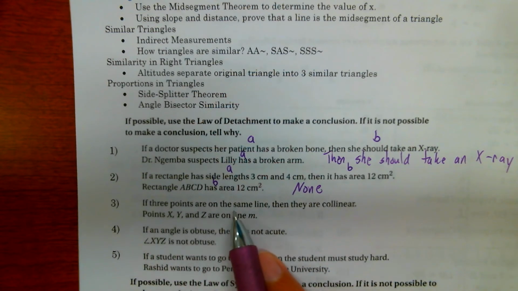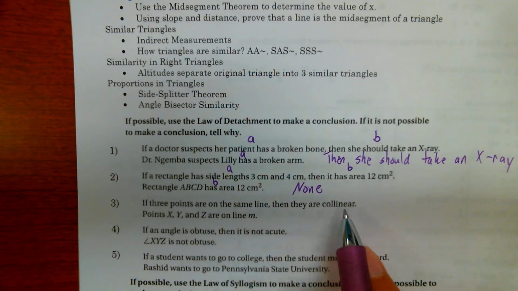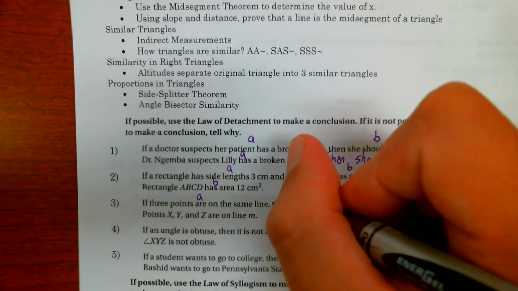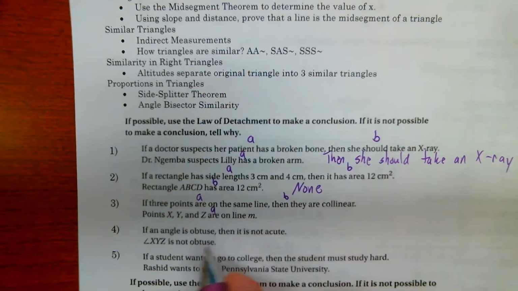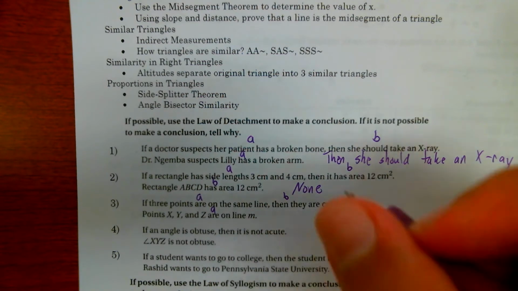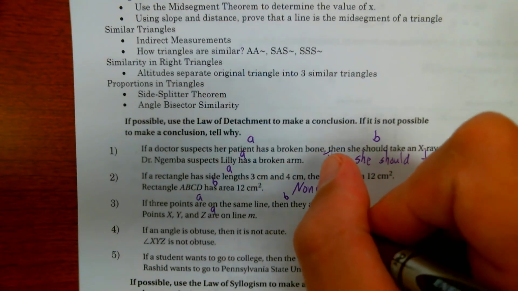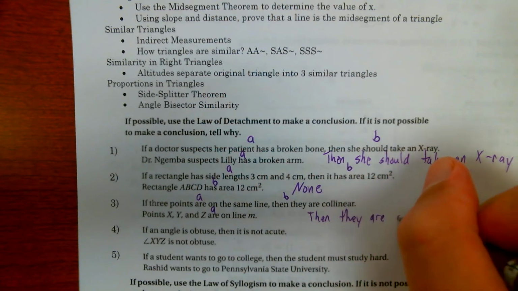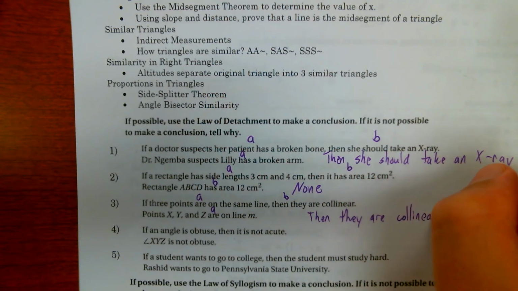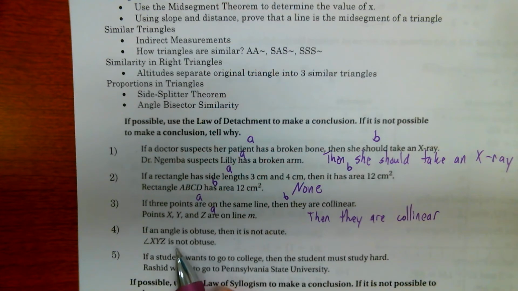Number 3, if 3 points are on the same line, they're collinear. Points X, Y, and Z are on the same line. So if A, then B, I have A, so my conclusion is B. Then they are collinear. All right. Number 4 is a little tricky.